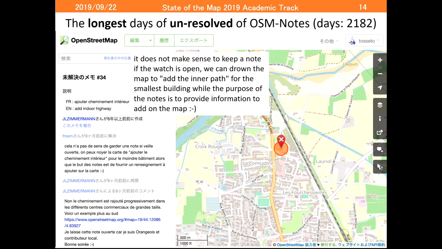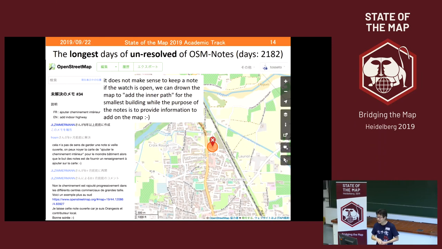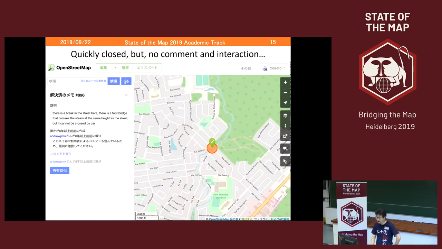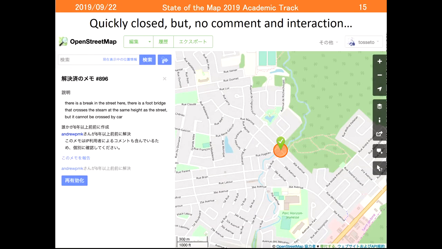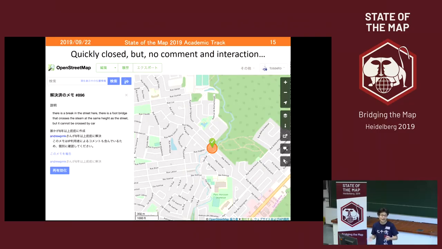However, this may be a French region. It does not make sense to keep a note open. We can draw the information as an inner pass. And by the way, quickly closed, but there is no comment and interaction. This often occurs in the OSM notes function. So anyone can interact and discuss in OpenStreetMap notes.